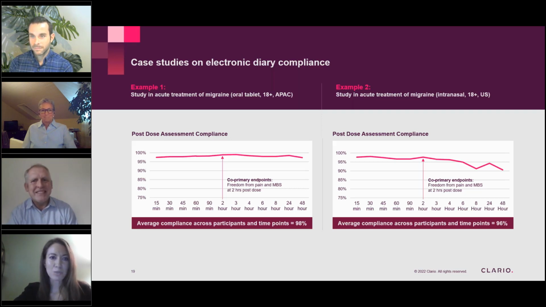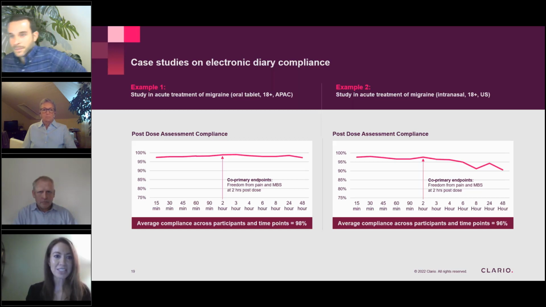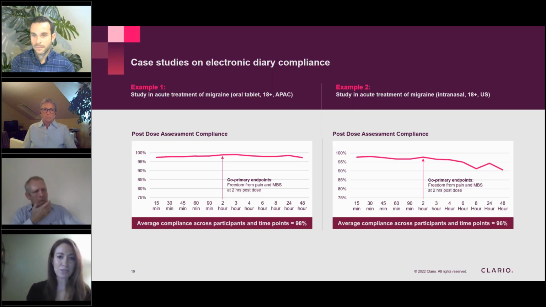So these are two studies. One was in the US and one was in the APAC region. They're both very similar in design in that they were investigating acute treatment of migraine. The patient starts experiencing a migraine at home, logs into their diary, reports the start of that migraine, and reports taking their medication. That then triggers these alarms and windows of availability to report their pain at certain time intervals after they take their medication. At 15 minutes, they have to report their pain, then 30 minutes, 45 minutes, 1 hour, 2 hours, etc. So that's a pretty intensive schedule that we're relying on patients to complete.